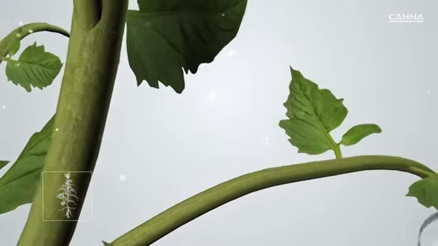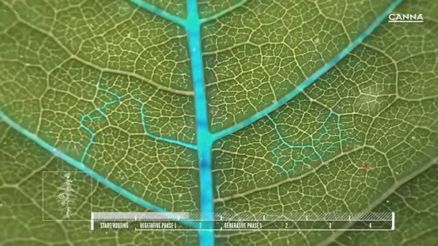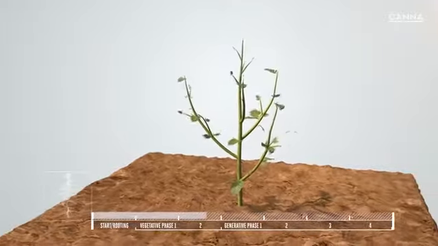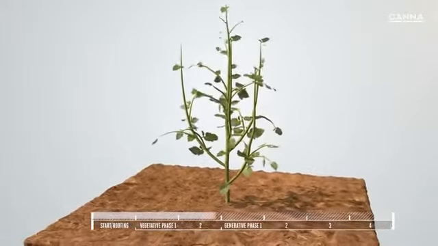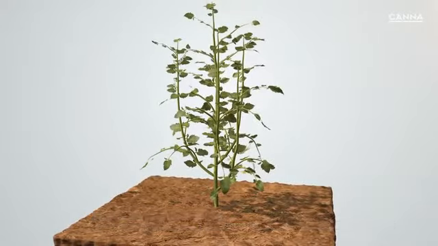The leaf grows and produces more and more chlorophyll. The plant becomes bigger, creating branches and making more leaves. The plant will now enter the generative phase and will require a different balance of nutrients.